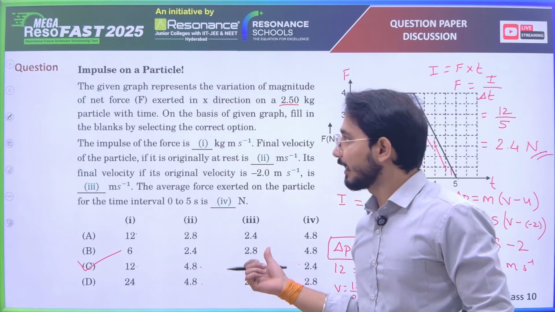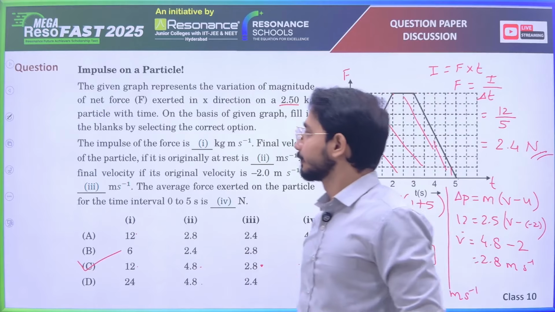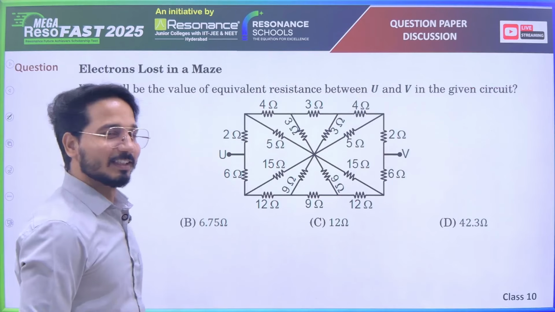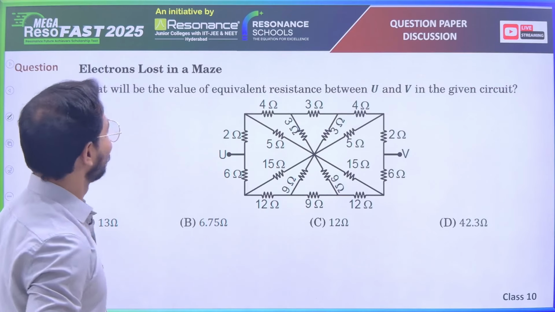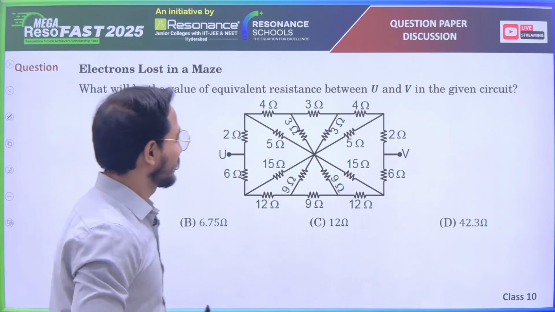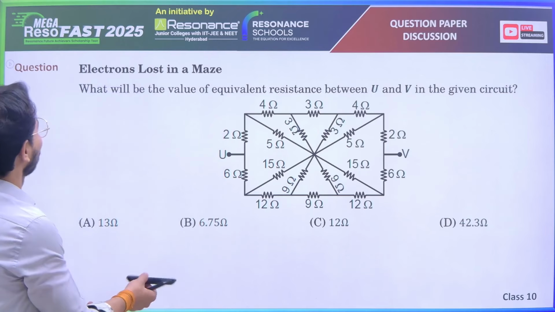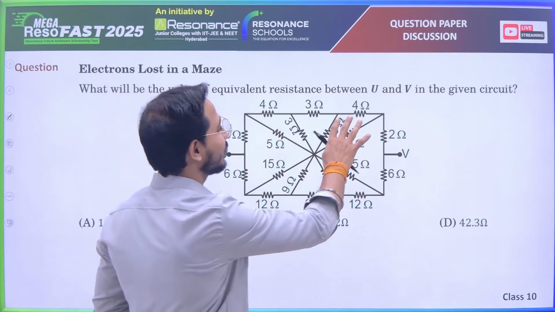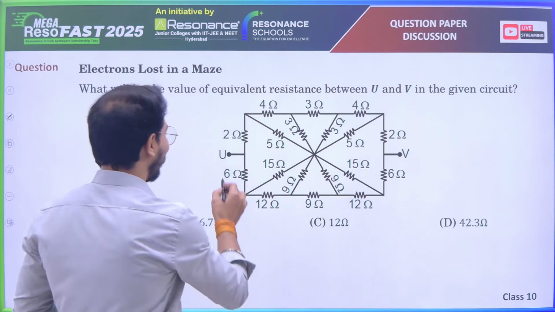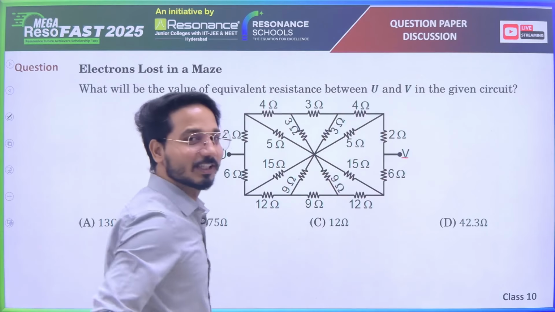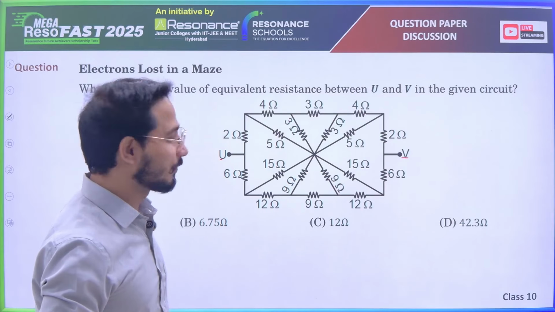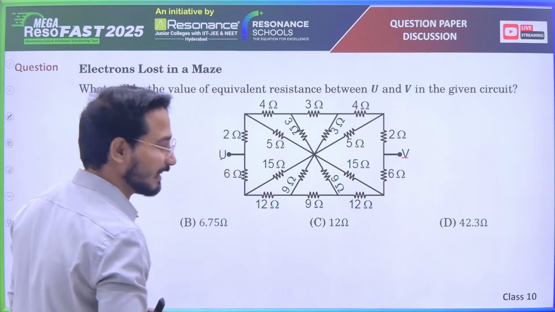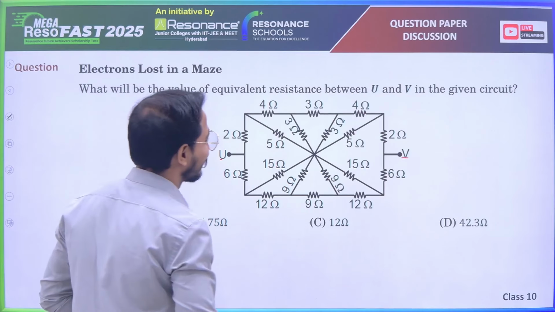Clear? Moving ahead, in the next question we'll see. Fine. Resistance, electrons lost in a maze. So this question is from the electricity chapter. It is asking what will be the value of equivalent resistance between U and V in the given circuit. Many of you might have got confused by seeing so many resistors attached to it. Fine. Okay, let's crack this.